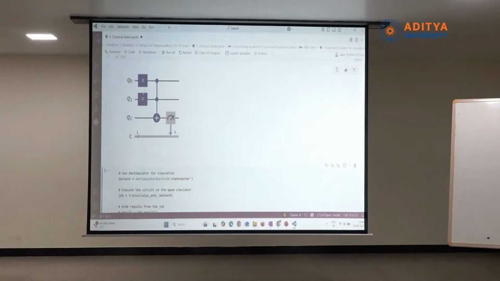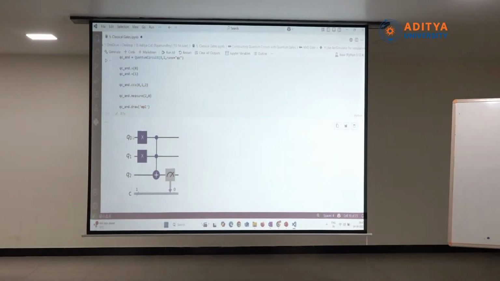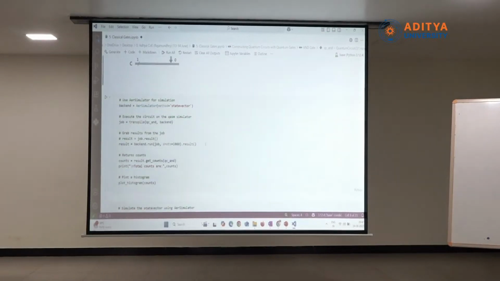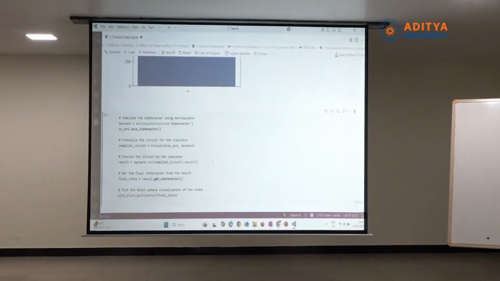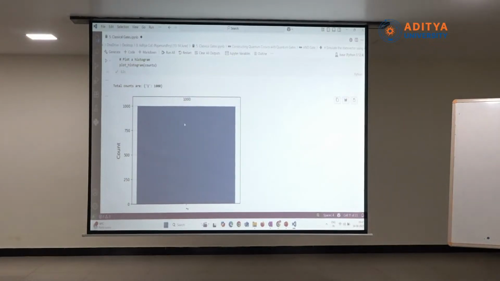So let's check this circuit now. The circuit we are getting here is 1 1, because the indices are passed as 0 and 1, and on both of these indices we have passed the X gate. So my initialization is now 1 1. Based on 1 1 the output of the AND gate would be 1. So let's check. This is the plotting of the histogram. Now the output is 1, and we are evaluating for all the 1000 times.